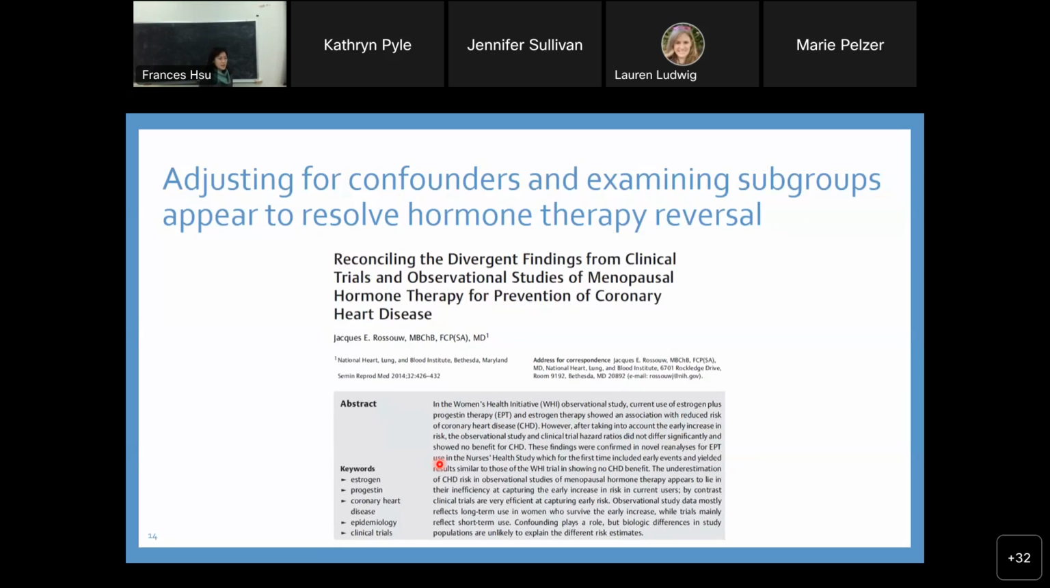And interestingly, in this case, it is possible that observational data's longer follow-up may have introduced bias, as women who experience adverse effects from hormone therapy are more likely to discontinue it early on. So the cohort was skewed towards healthy women who have continued on hormone therapy for a long time.